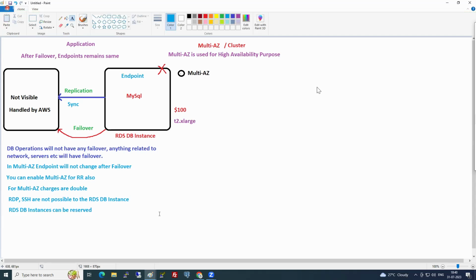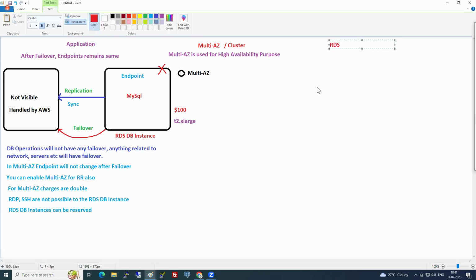Do you all understand what is multi-AZ? Simple. So you have so many features in RDS. Let us go with them one by one. What are the features that RDS contains?